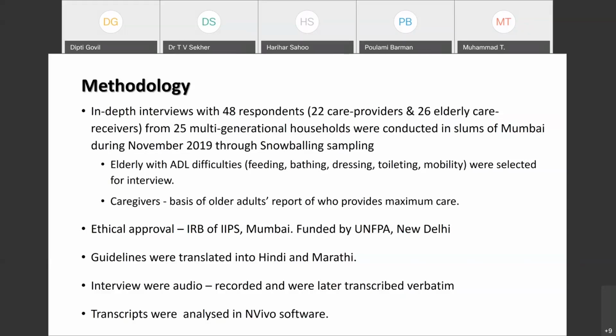We translated the guidelines into Hindi and Marathi, and the interviews were audio recorded and later translated and transcribed verbatim. Some of them were in Marathi, and many of us are not aware of Marathi, so we translated them into English. The transcripts were analyzed using NVivo software.